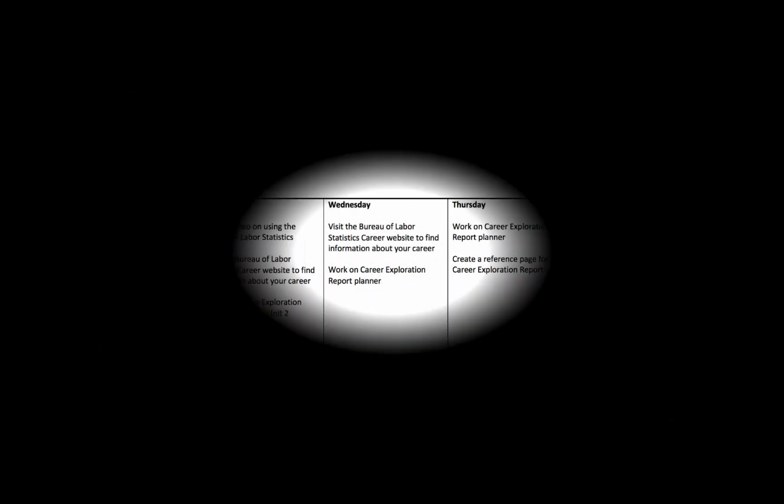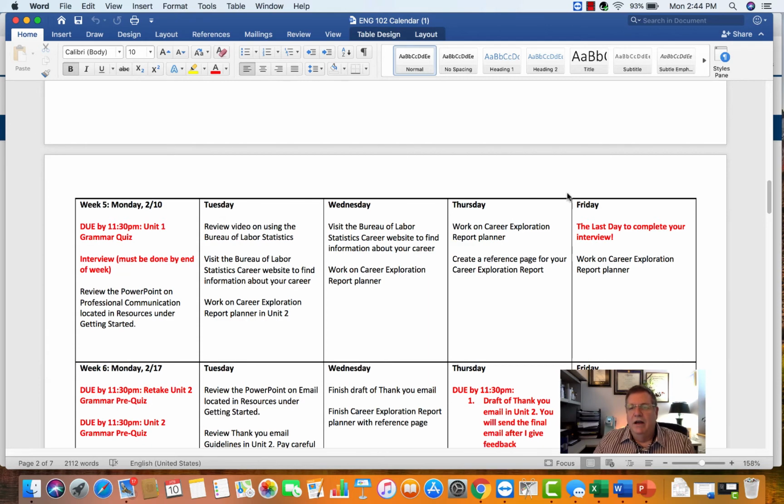So let's look at the calendar together to see what this week is requiring. So we are in week 5. I did have a question as to why there are 2 grammar quizzes. One is a practice quiz or a practice test. I suggest doing that so you have an idea of what the questions would be like. They're not the same questions, but they're kind of similar. And then you can kind of judge how you're going to do.